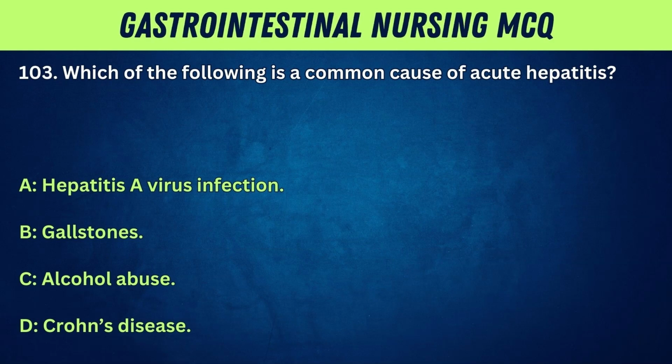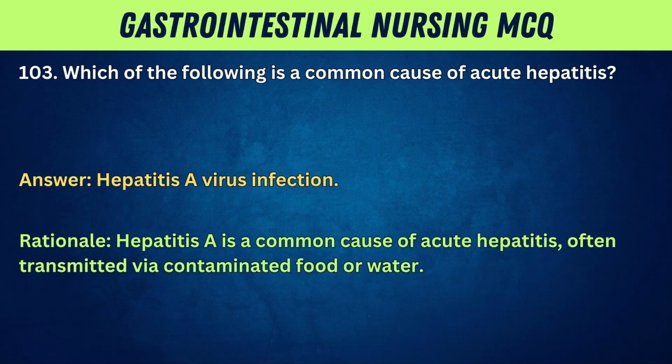103. Which of the following is a common cause of acute hepatitis? A. Hepatitis A virus infection. B. Gallstones. C. Alcohol abuse. D. Crohn's disease. Answer: hepatitis A virus infection. Rationale: hepatitis A is a common cause of acute hepatitis, often transmitted via contaminated food or water.